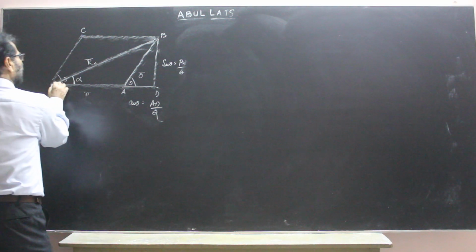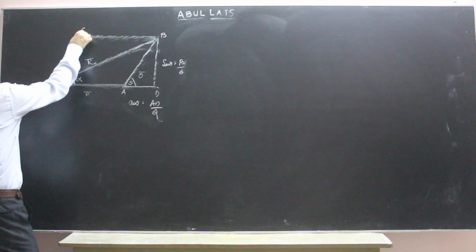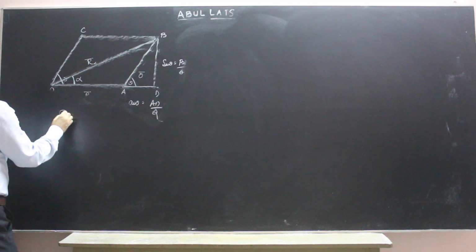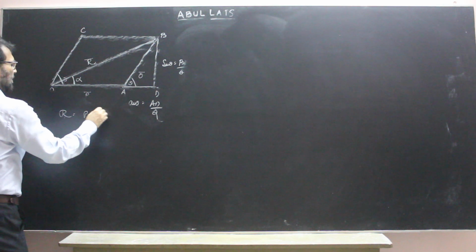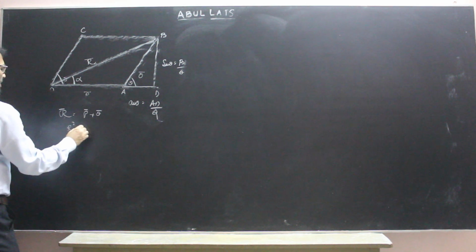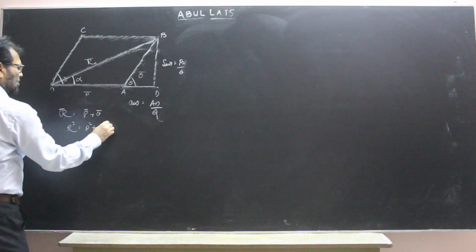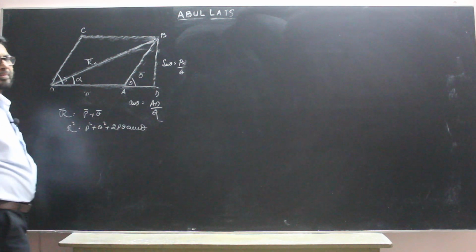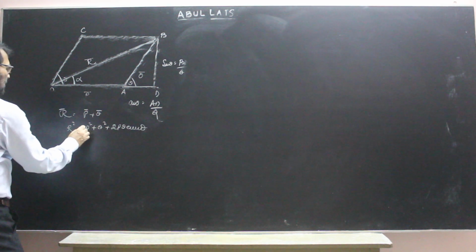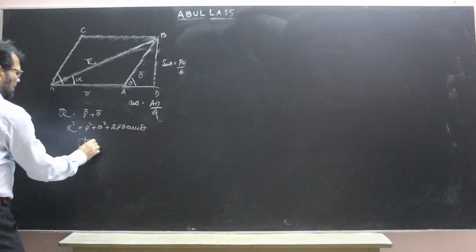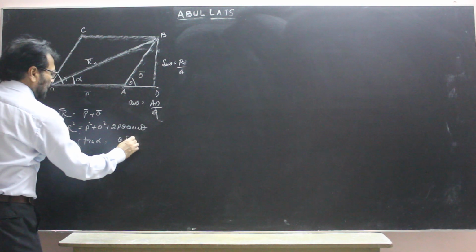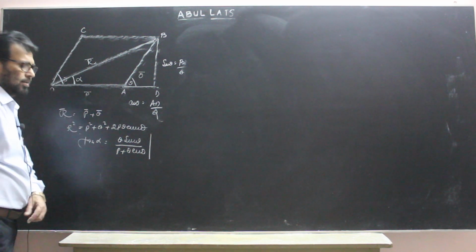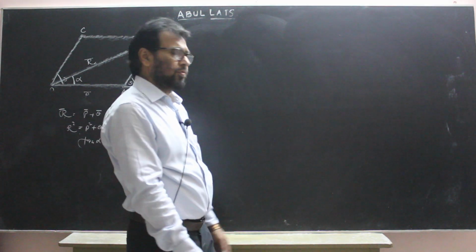This is your P and this is your Q, and the angle between P and Q is theta. We saw that if R is equal to P plus Q, then R square is P square plus Q square plus 2PQ cos theta, and tan alpha is Q sin theta over P plus Q cos theta. So this is the addition of the two vectors.